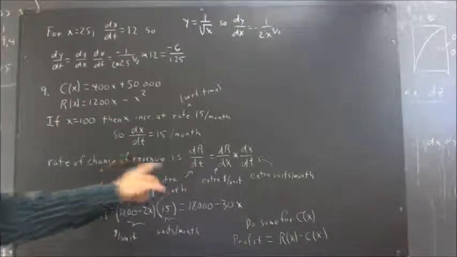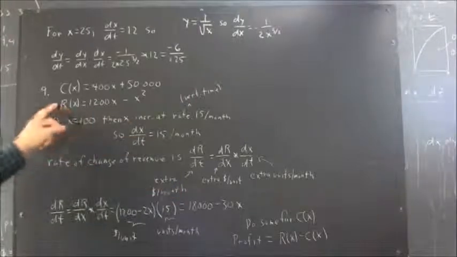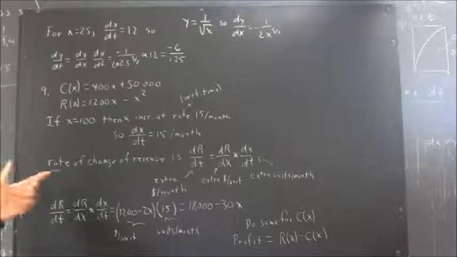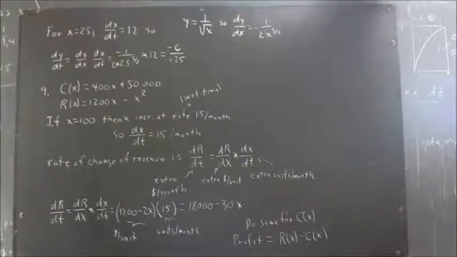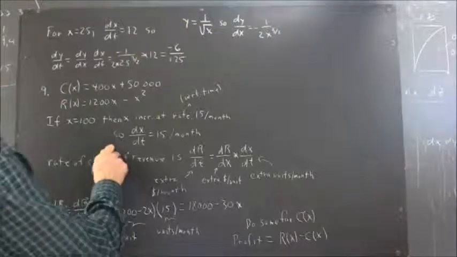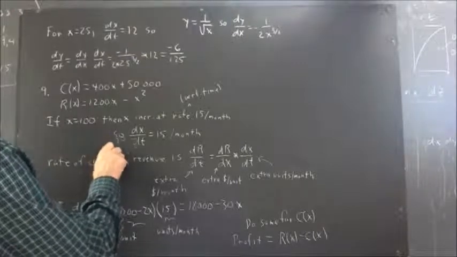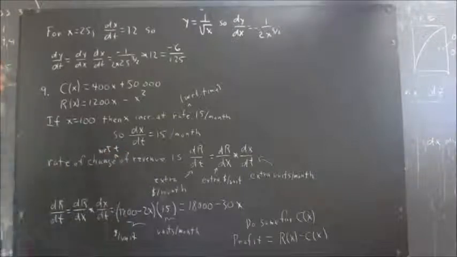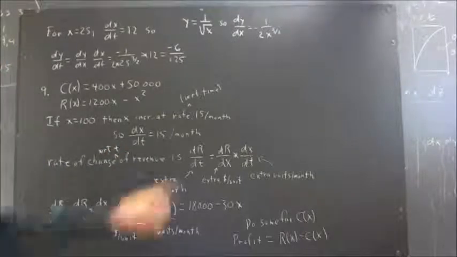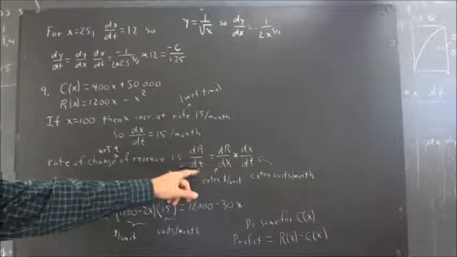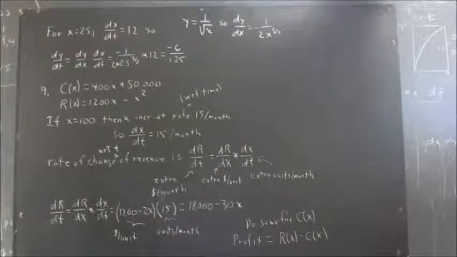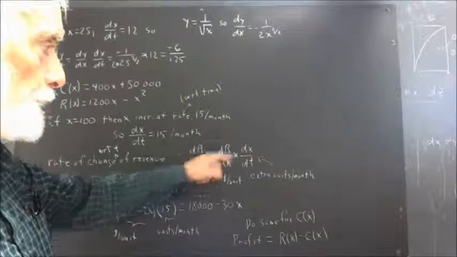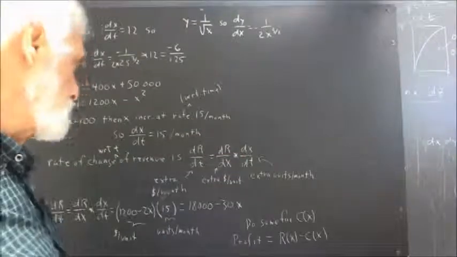So what's the rate of change of our revenue? Our revenue is the R of X function. Well, the rate of change with respect to t of our revenue would be dR/dt, the derivative of revenue with respect to time. And that, by the chain rule, is equal to the derivative of R with respect to X times the derivative of X with respect to t.